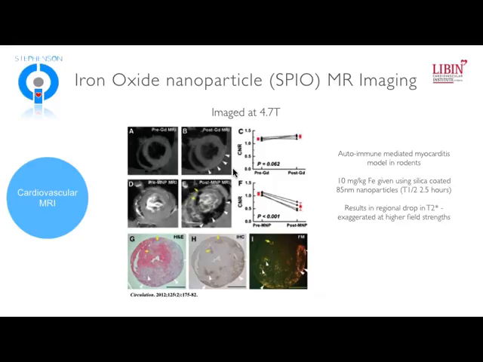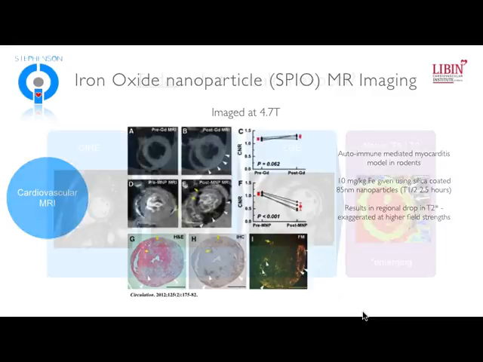Another approach, again exploiting higher field strengths, is iron oxide nanoparticles injected intravenously and taken up by macrophages. And it leads to significant disturbance of the local magnetic field, especially at higher field strengths. So this is really iron oxide gobbled up by macrophages, as shown on the histology here, and allowing us to see a reduction in signal that maps out very closely to histologically what we find to be myocarditis. And this was done in a rodent model of autoimmune myocarditis.